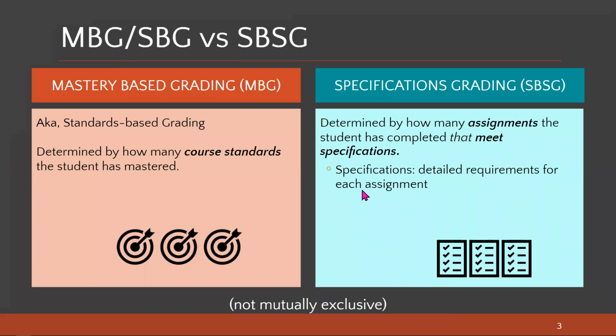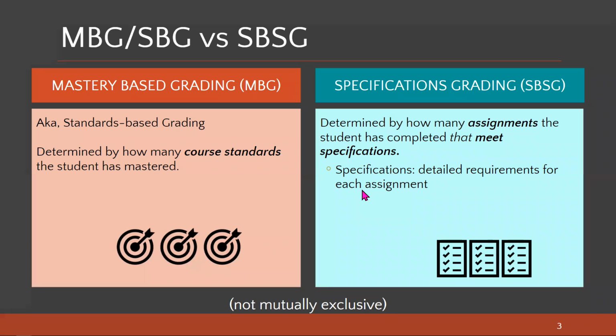And just some quick definitions. There are a lot of various names for this type of grading: mastery based grading, standards based grading, outcomes based grading. There's no real actual, totally accepted name. But you can divide it into, I would say, two categories: the mastery based grading and the specifications grading.